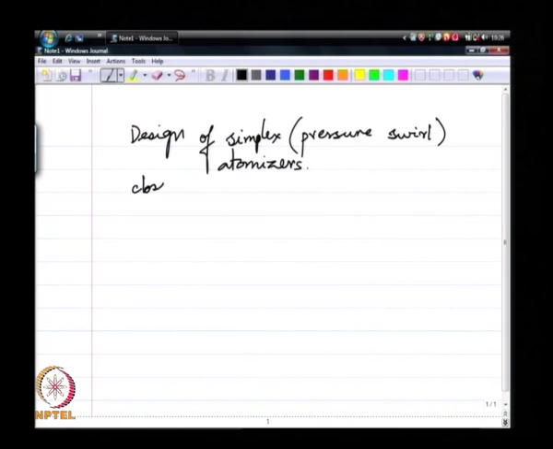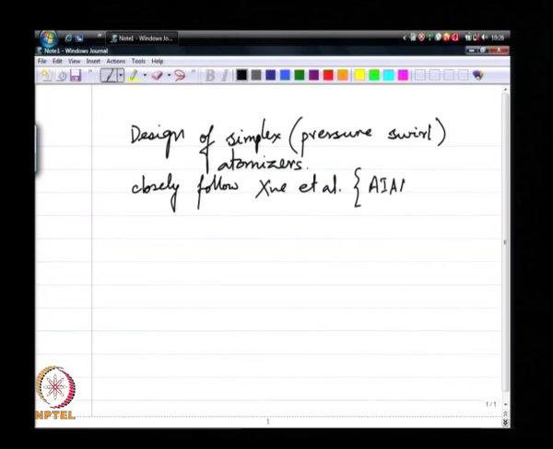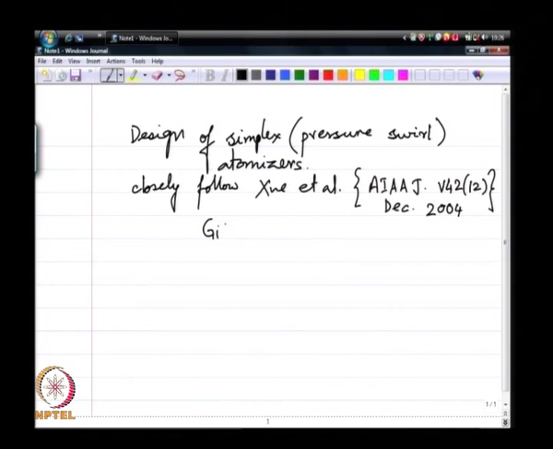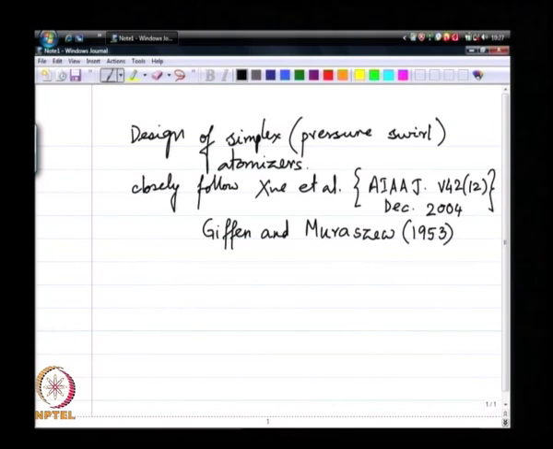Okay, this is going to closely follow a paper by Chu et al. I will give you the reference. It is AIAA Journal, volume 42, number 12, from December 2004. In fact, their process also follows the original work in this field by these two people. This is a classic paper where the first design process for a simplex atomizer was presented.